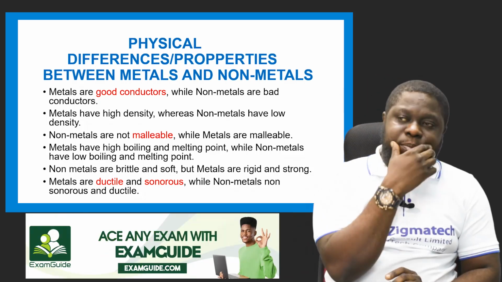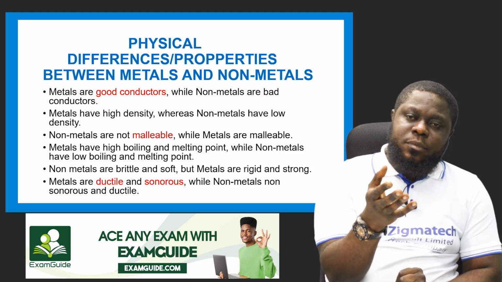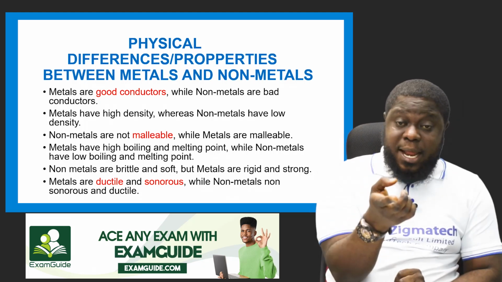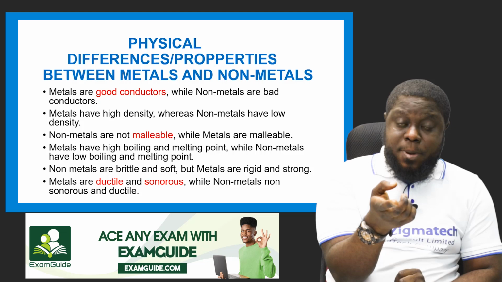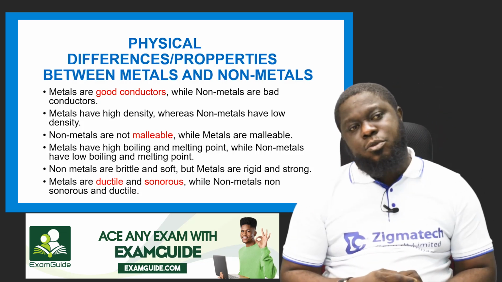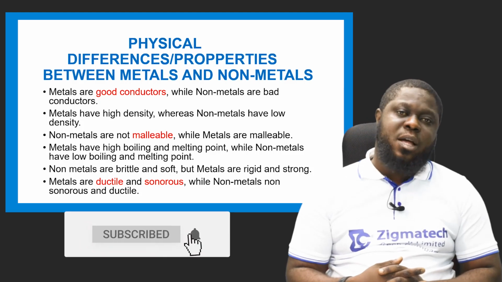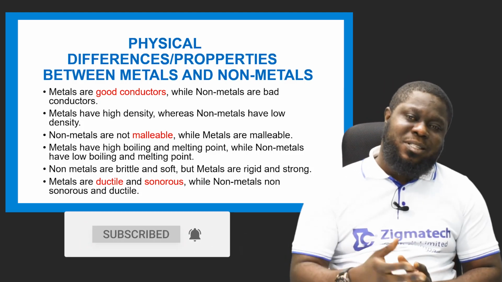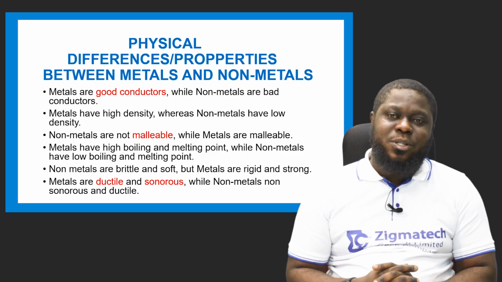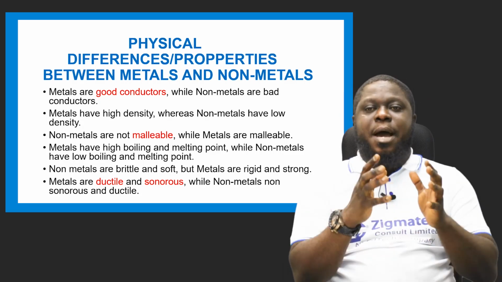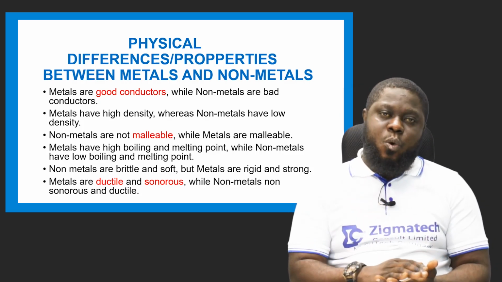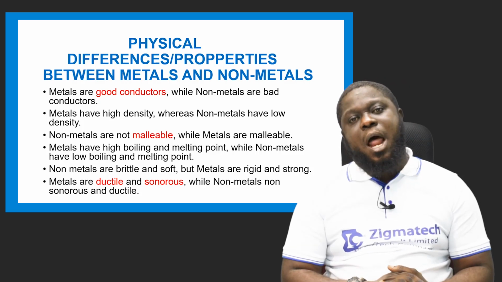Okay, let's take, for example, a non-metal like oxygen. I want to combine it with hydrogen to form water. In less than 70 degrees centigrade, I've seen water. I don't need to wait till 100. So their boiling points are low and their melting points are low.